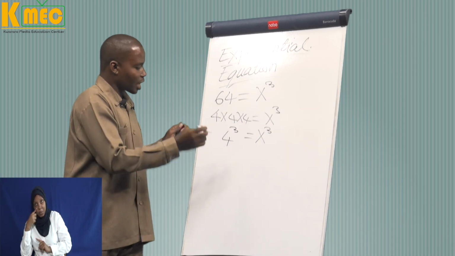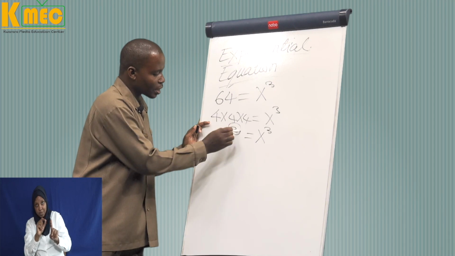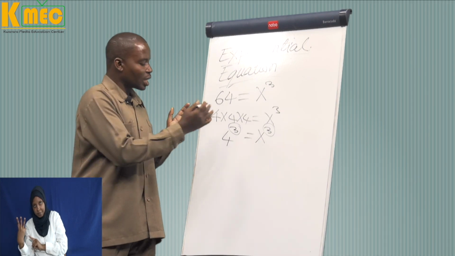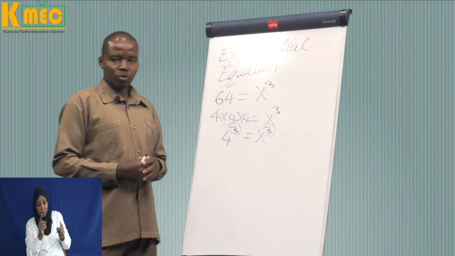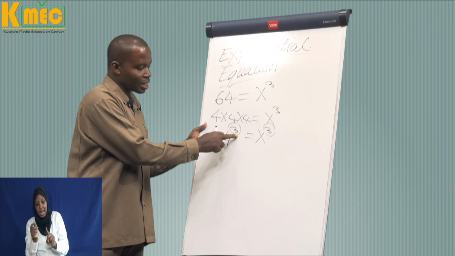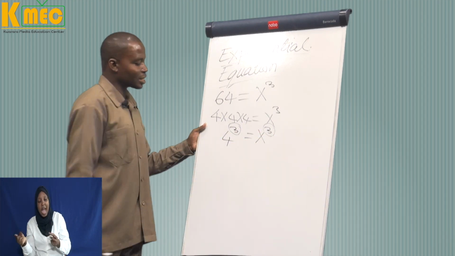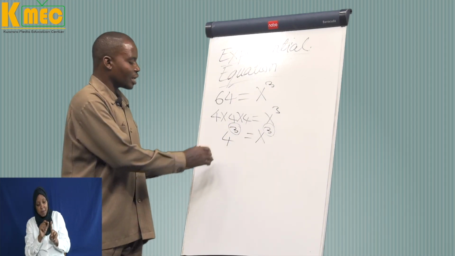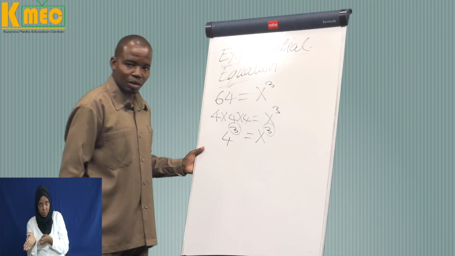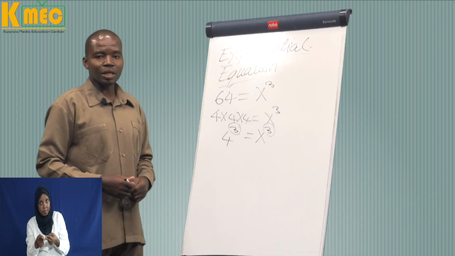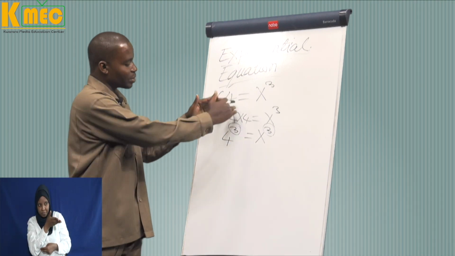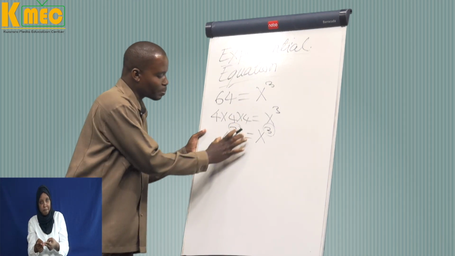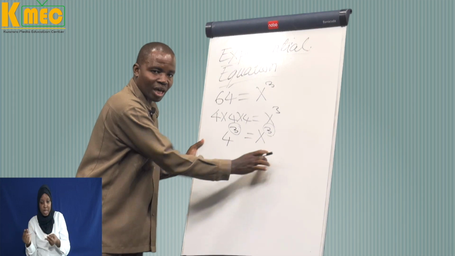So we see the exponent here is 3 and the exponent here is 3. So exponents of each side are equal. On the left hand side the exponent is 3, and on the right hand side the exponent is 3. So if exponents are equal, then the base must be equal. Since this is an equation, the left hand side should be equal to the right hand side. This part should be equal to this part of the equation.